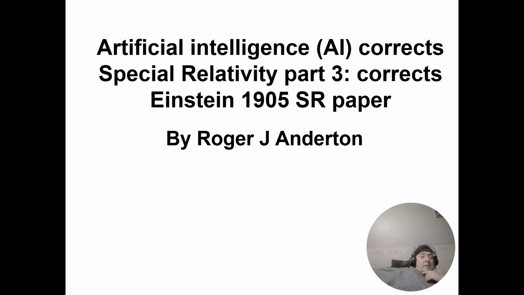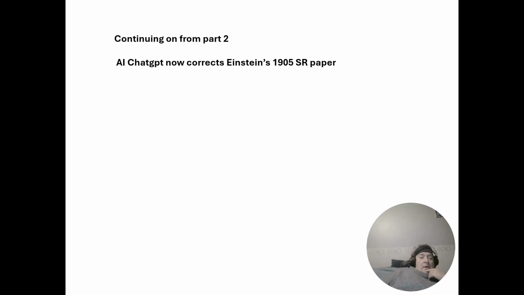So on to part 3, artificial intelligence corrects special relativity, and we're getting on to Einstein's 1905 special relativity paper, which we're now going to correct. It's continuing on from part 2. ChatGPT is the AI I'm using, and it's going to correct Einstein's 1905 special relativity paper.